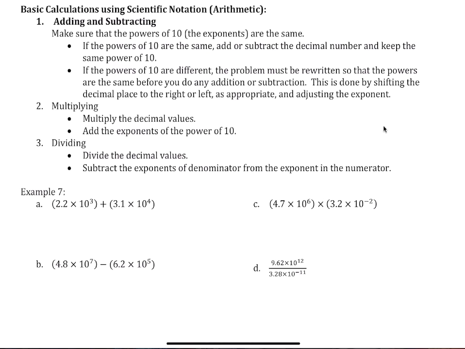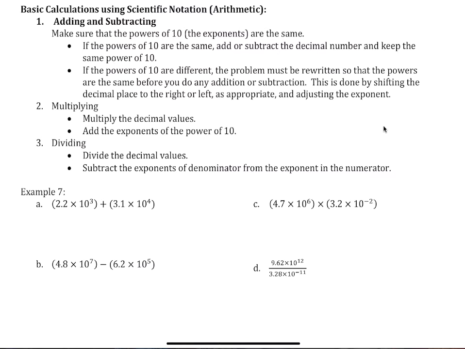The last thing we want to do with scientific notation is to do basic calculations, essentially arithmetic: adding, subtracting, multiplying, dividing. Now, multiplying and dividing is not very difficult to do because you're simply going to multiply the decimal part, and then for multiplying, you're going to add the exponents, and for division, you're going to subtract the exponents. But for adding and subtracting, you have to do a little bit of work first. You have to have the exponents the same in order to start your addition or subtraction.